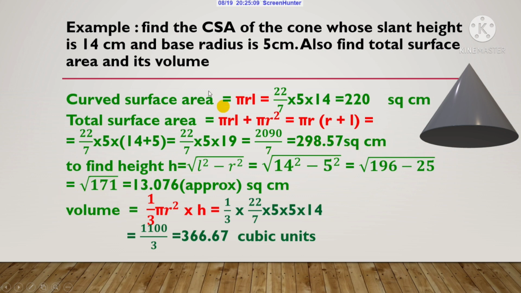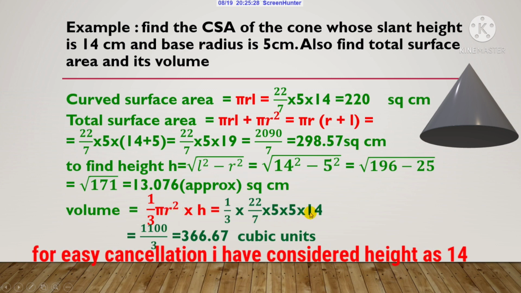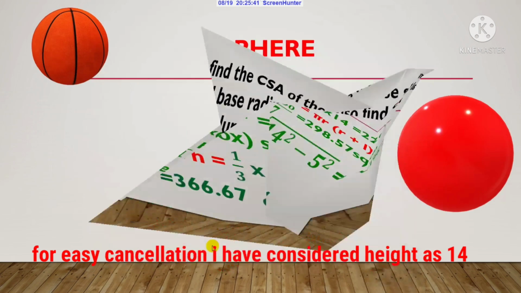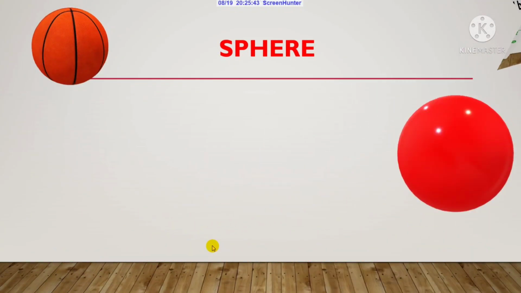To calculate the volume, we need the value of height h. We know that h is equal to square root of L square minus r square. Substitute the L value and r value, we get approximately 13.076. Then substitute 1 by 3 pi, that means 1 by 3 into 22 by 7 into r square into h value. I'm sorry, here we have to substitute this 13.076, approximately. So it will be 366.67 cubic units.